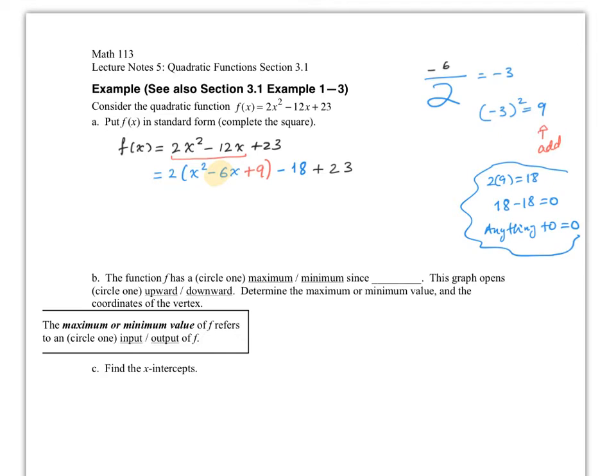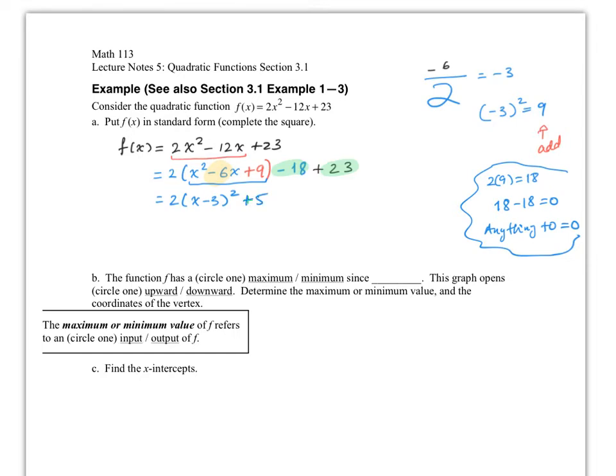Well, the point is that once you do that, this part now has to be a perfect square. So you factor, and this will be (x minus 3) squared. You should verify that. Then if you combine these two, which in this case is minus 18 plus 23, this gives you 5. And now this is in standard form.